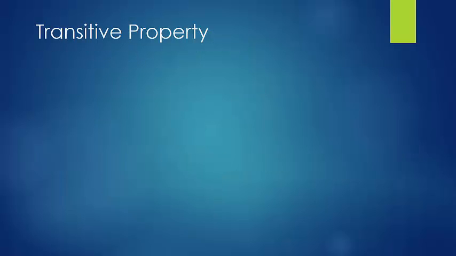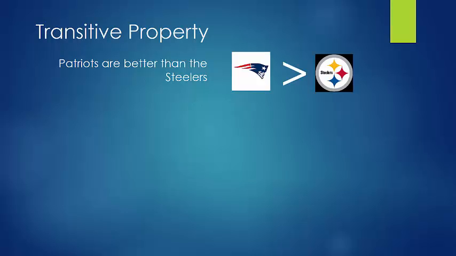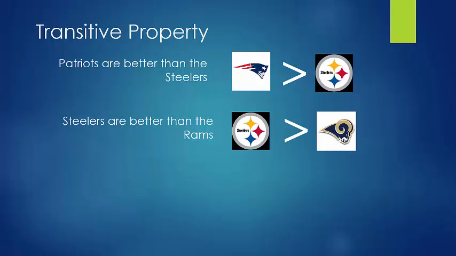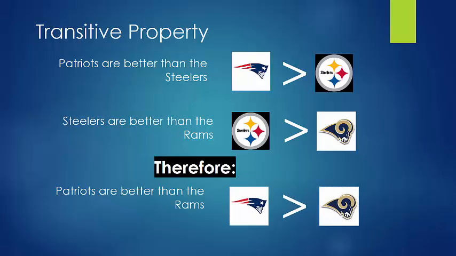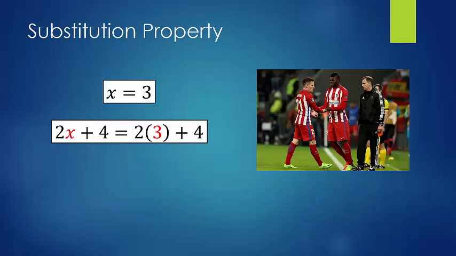Okay. Transitive property. Okay, so as I mentioned, the inequalities. So pretend that the Patriots are better than the Steelers. So Patriots greater than Steelers. And we'll say that the Steelers are better than the Rams. Then, therefore, the Patriots are better than the Rams. Pretty simple. Alright, next thing, substitution property. Basically what we're doing here is you're substituting the values that are given. So you're plugging in 3 if x equals 3.